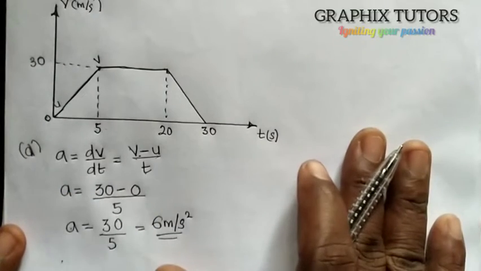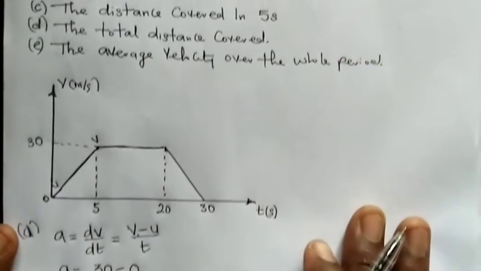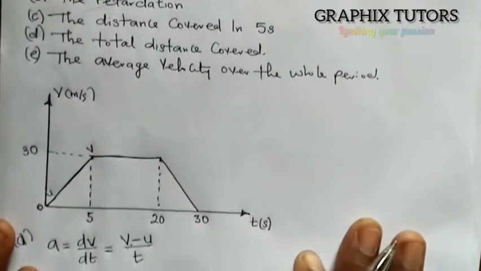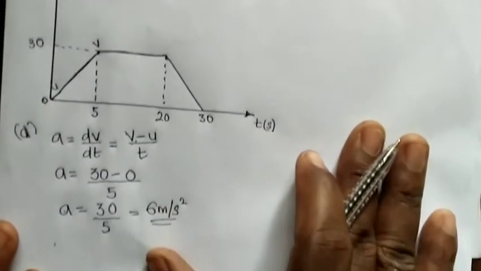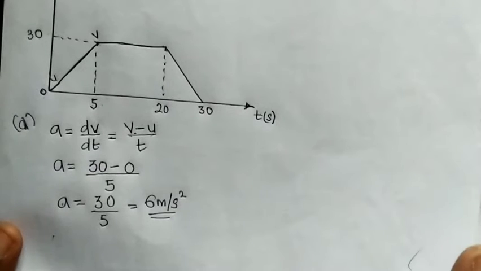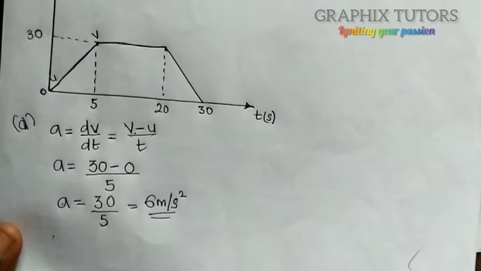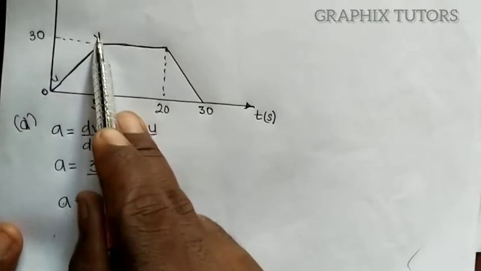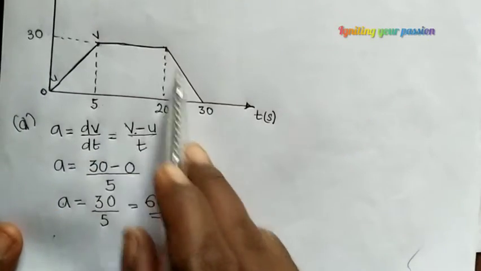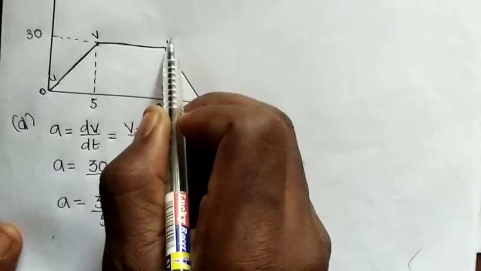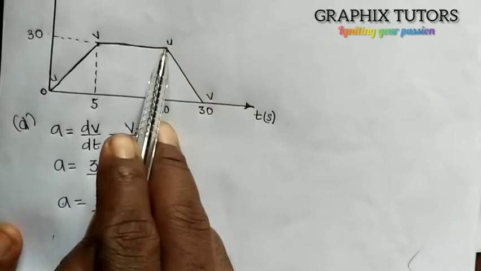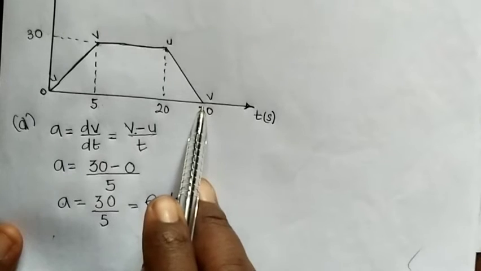Now solution number B, we are told the retardation of the car. I told you retardation means deceleration, which is negative acceleration. So since here is u and here is v, if you are doing for retardation, here will be u and here will be v, because you are retardating starting from here. So this is the starting point and this is the ending point, right?